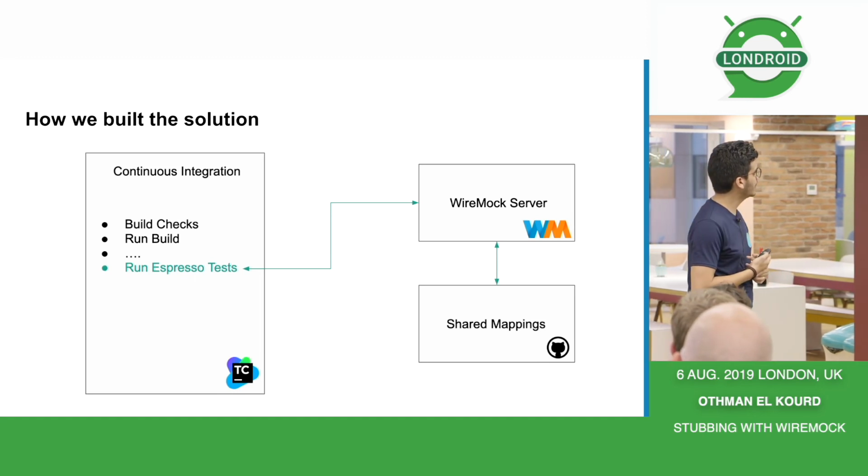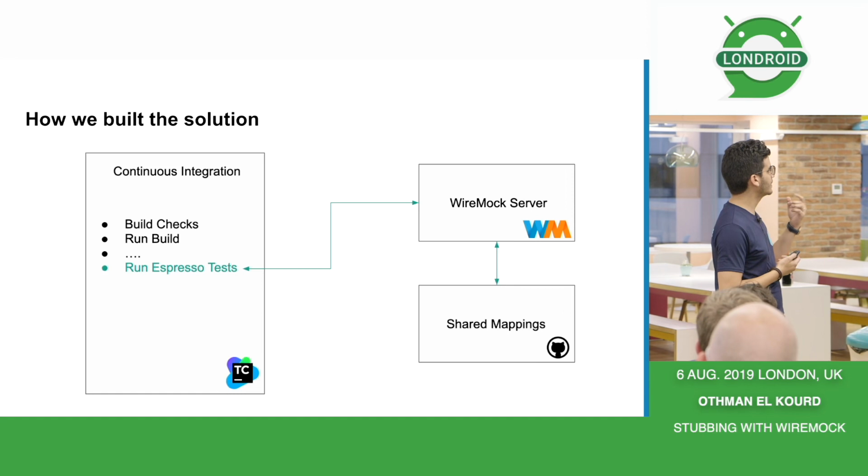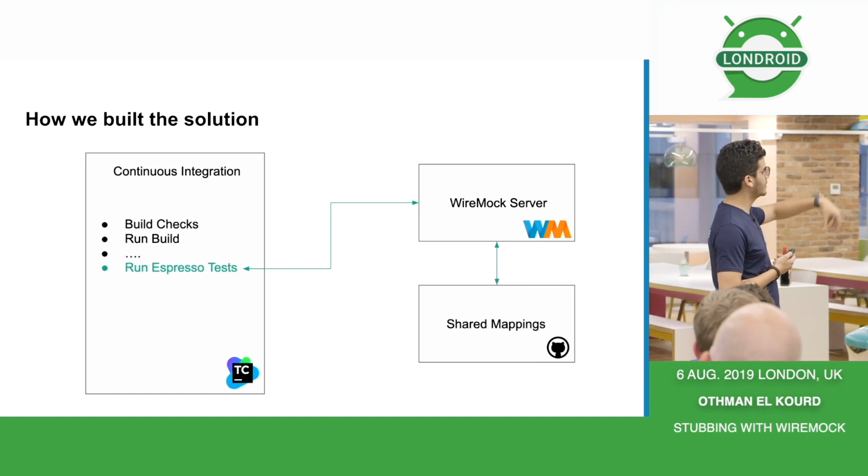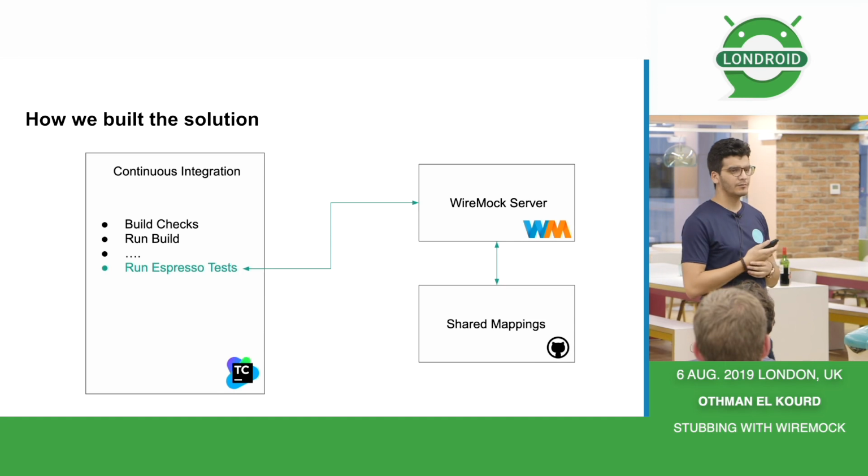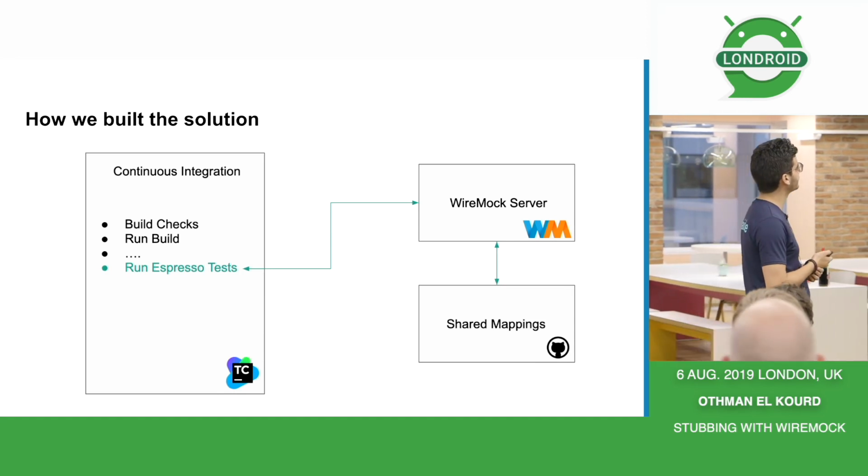And the advantage of this is that our Stubbing server is independent from our client, so it can be shared between all our front-end apps.